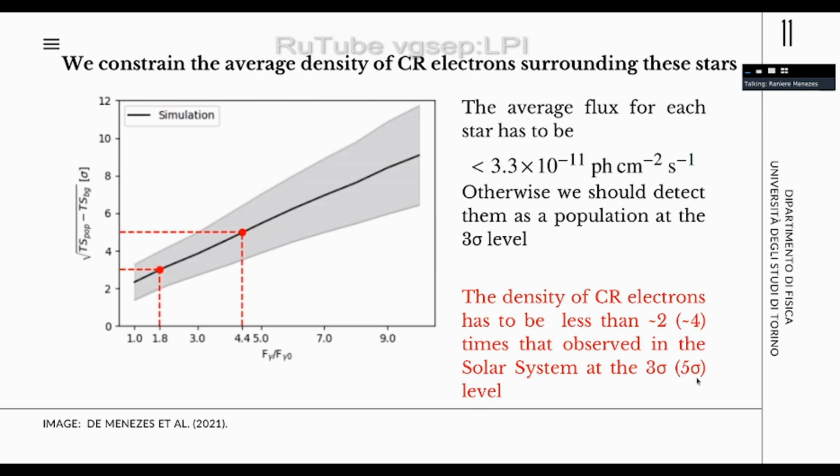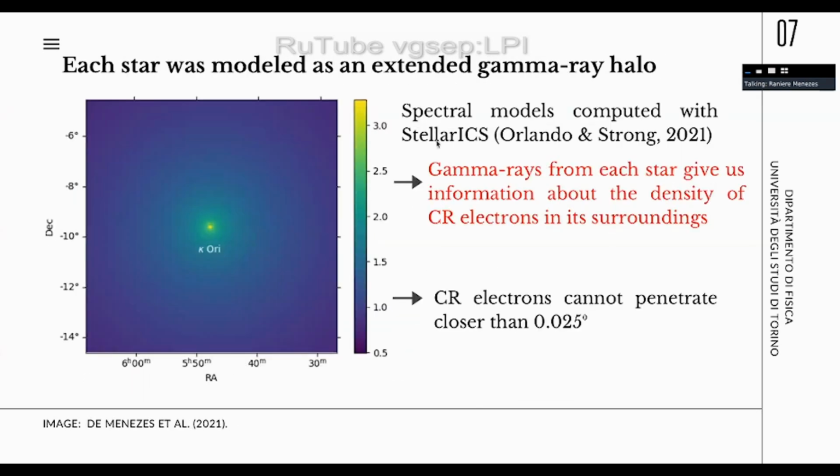And to detect it at the 5 sigma level, the density of cosmic rays should be 4 times higher than what we have here in the solar system. This is basically what this plot is saying. On the y-axis, we have the significance, and on the x-axis, we have the flux of the population, relative to what is predicted. To detect it at the 3 sigma level, the population should be at least 2 times brighter, and at 5 sigma, it should be more than 4 times brighter. This is predicted according to our models created with Stellarics.